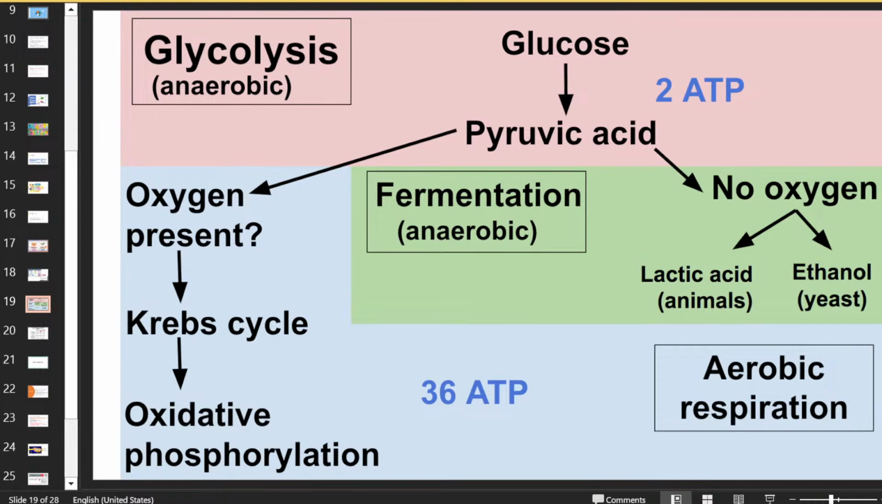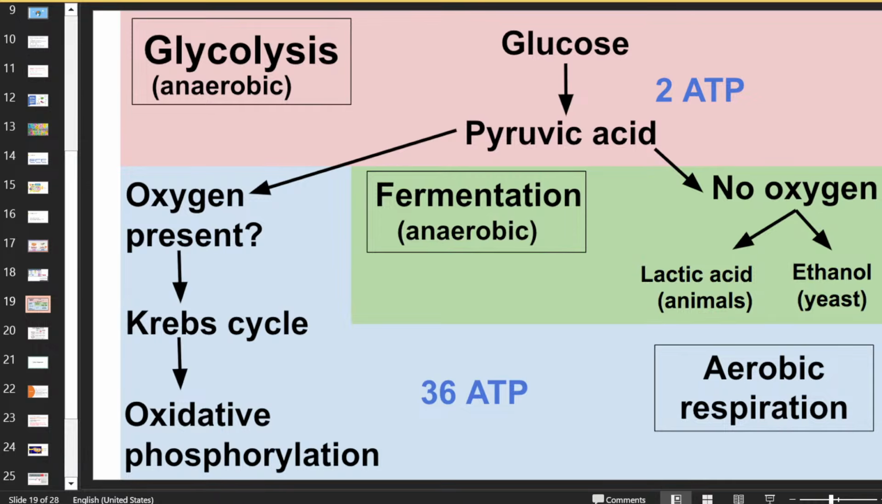Yeah, so here's the glycolysis part. The glucose produces 2 ATP and has pyruvic acid. There's gonna be two versions: one is anaerobic and one is aerobic. The one that's aerobic is the one with oxygen present. That's gonna be the Krebs cycle, or ETC, known as electron transport chain, also oxidative phosphorylation.